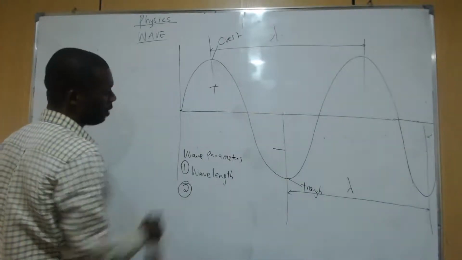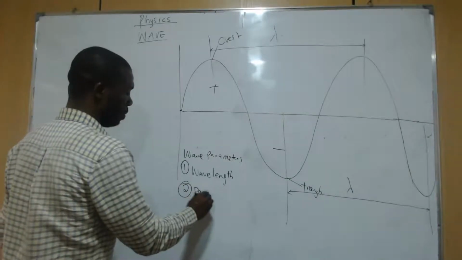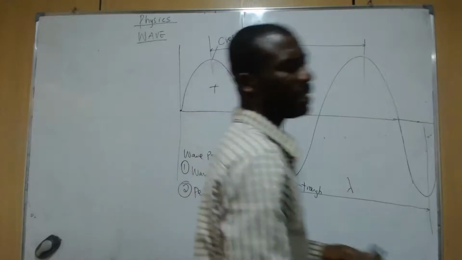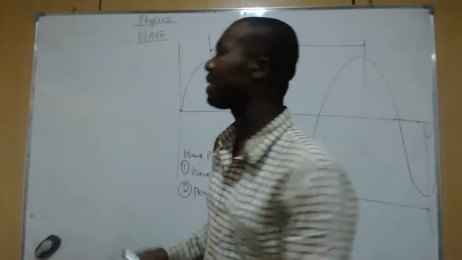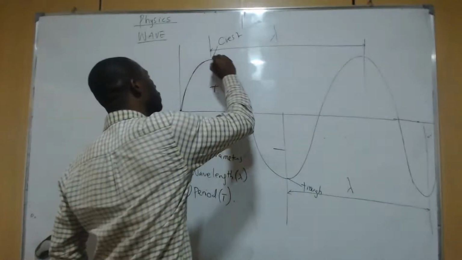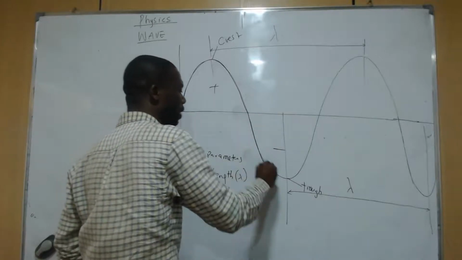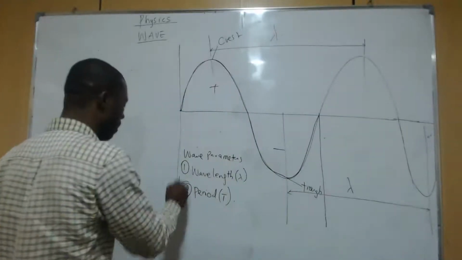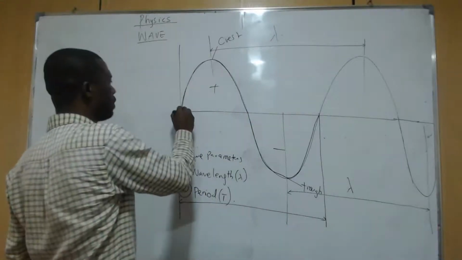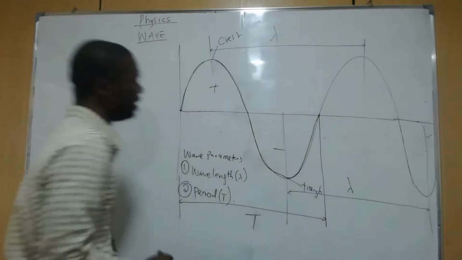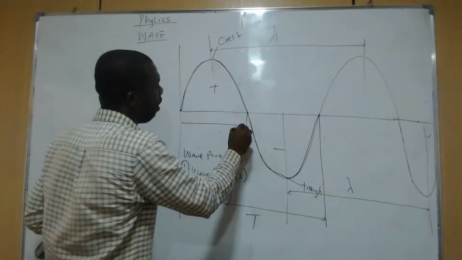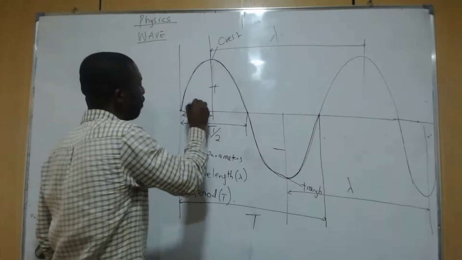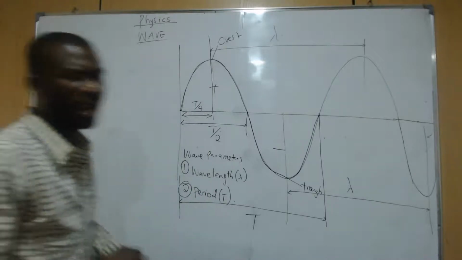Now, let's first talk about the period, T, of a wave. The period of a wave, as we all know, is the time taken for a wave to complete one cycle. From here to this point gives us half of a cycle, and from here to here gives us another half. It gives us one full cycle, and one full cycle gives us a period. From the source of disturbance to this point gives us the period T. This place represents half of a period, T over 2, while here represents a quarter of a period, T over 4.